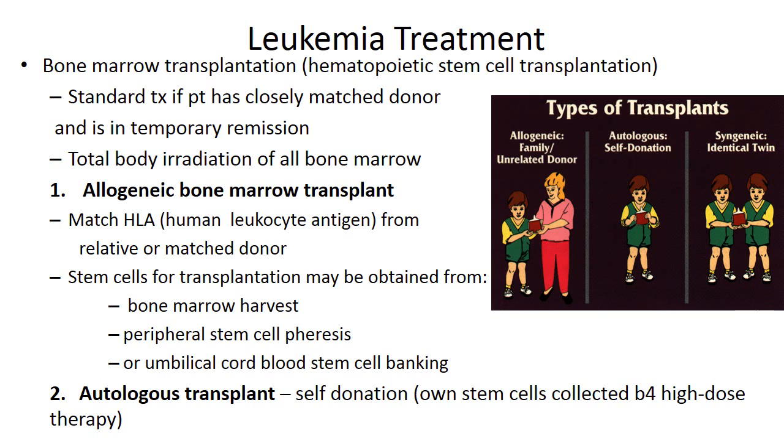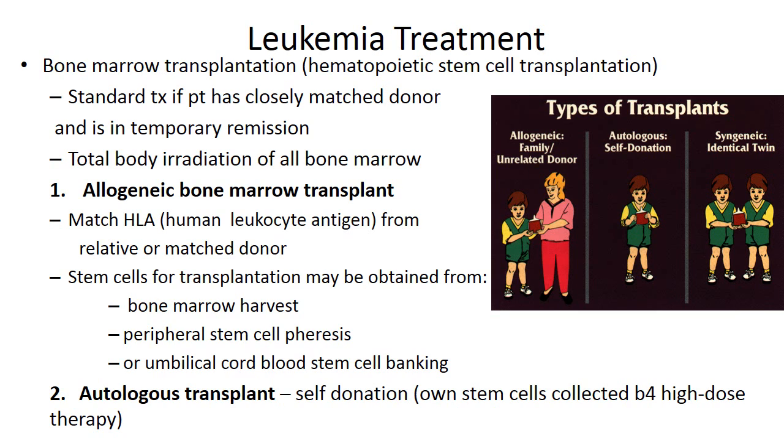So I like the picture to the right because it tells us the types of stem cell transplants, and it's very nice to kind of look at a picture. If you think of an allogenic family member or an unrelated donor, that is to the left, and then the autologous donor is your self-donation, in which you use your own stem cells collected beforehand, before the high-dose therapy has been initiated, and then you have your syngeneic, or your identical twin. So it's an identical match. It's an HLA match, which is a human leukocyte antigen match from a relative or from a matched donor.